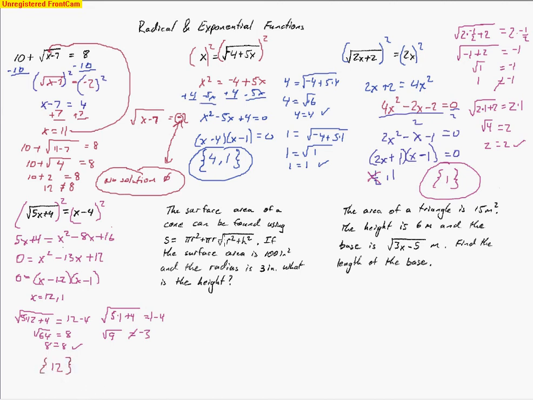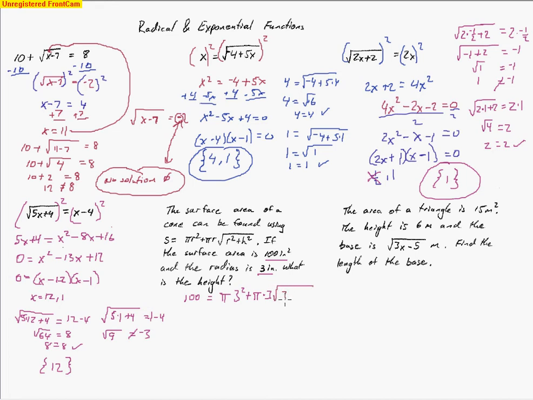Taking a look at our next one here, the surface area of a cone can be found by using this formula. If the surface area is 100 inches squared and the radius is 3, what is the height? What we want to do is substitute the numbers that were given into our formula. S is the surface area, so we're given the surface area here. So we have 100 equals pi, and then it says the radius is 3. So pi times 3 squared plus pi times 3, and then we substitute some numbers in there.